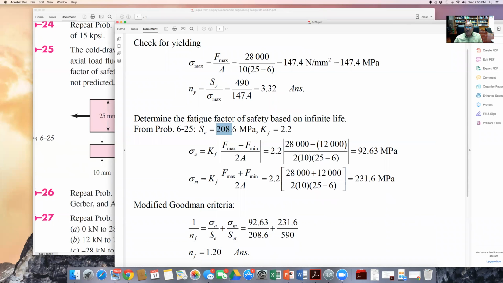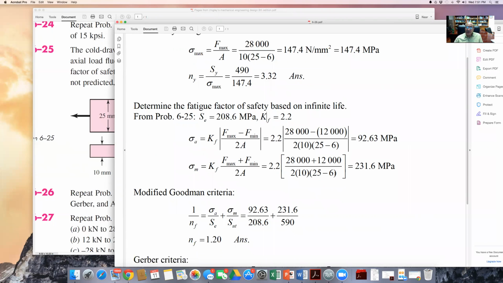Endurance limit is 208. The stress concentration factor is 2.2. We have graphs in the book that show the stress concentration factors for tension compression. You have a hole in a plate, and we find the value to be 2.2 based on r over d and d over h values from the relationship on the graph. So we get 2.2. And therefore, the alternating stress will be maximum minus minimum divided by twice the area times the stress concentration factor. And then the mean is the maximum plus the minimum over twice the area times the stress concentration factor. Note the area is reduced in both cases here.